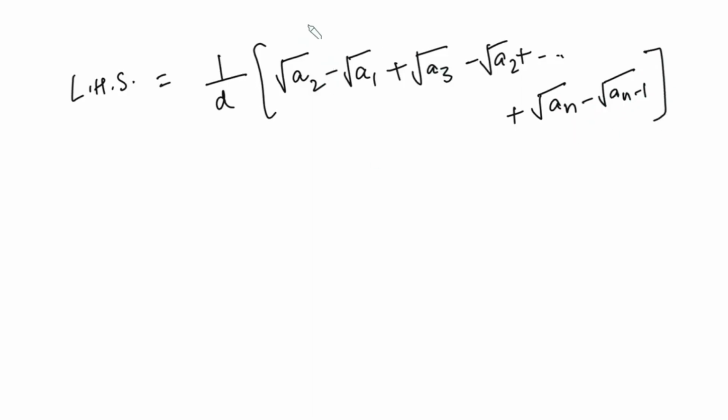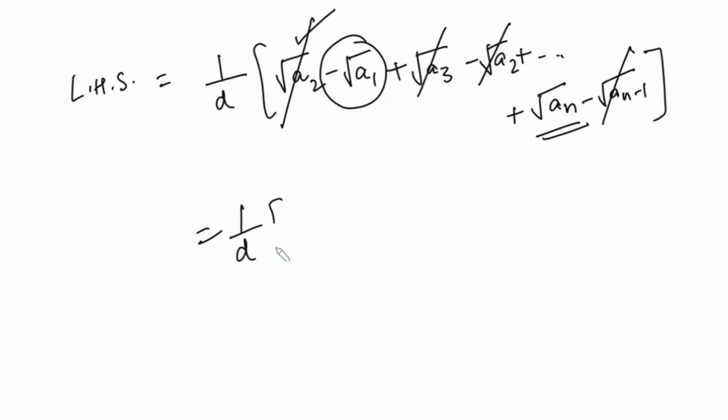Here we will observe that starting from a2, all the terms will cancel out except square root a1 and square root an. So square root a2 positive and negative will cancel out. And similarly, there will be a negative square root a3, which will cancel out with a positive one. And the same way, we'll have square root a(n-1) and negative square root a(n-1), which will cancel out. So eventually, we'll be left with 1 over d times square root an minus square root a1.